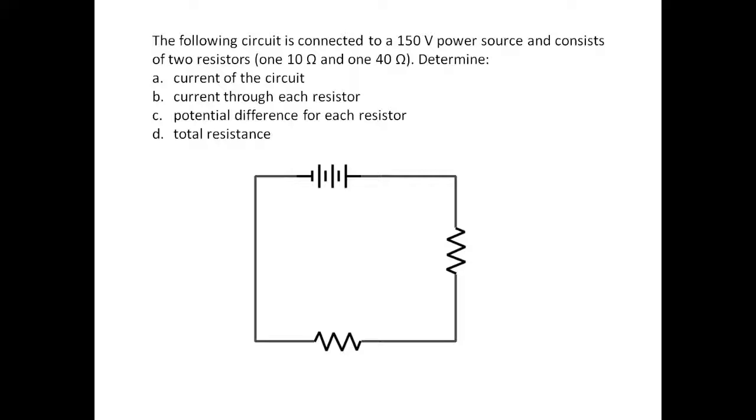So let's take a look at an example here where we have two resistors connected to a power source. One of our resistors is a 10 ohm resistor and the other is a 40 ohm resistor, and we want to know the current at each, and the potential difference for each, as well as our total resistance.